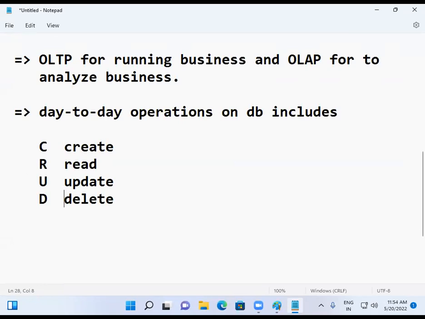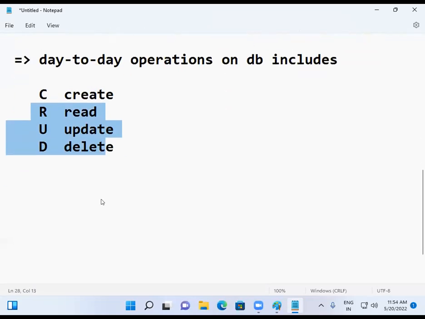For example, a customer opens an account in a bank. When the customer opens an account, his details are created. Next, the customer wants to check the balance. That is called reading. The customer deposits some amount, so it is updated. The customer wants to close the account, then delete. So any database you take, the day-to-day operations are the 4 CRUD operations: create, read, update, delete.